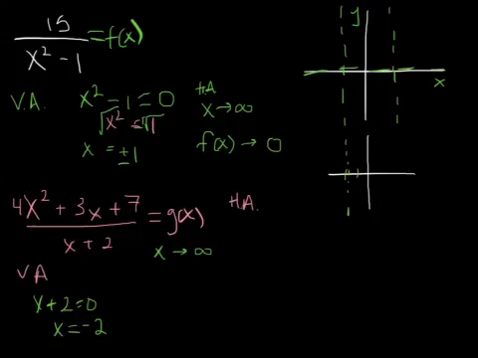So the first thing that I would recommend you think about is splitting this up into 3 pieces. So 4x squared over x plus 2, plus 3x over x plus 2, plus 7 over x plus 2. So why don't you go ahead and on your own write that out and think about what will happen to each piece of my function as x is getting closer and closer to infinity.